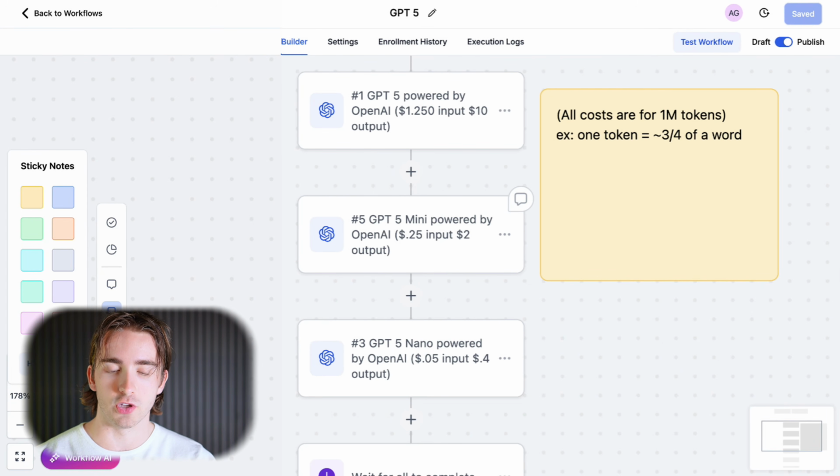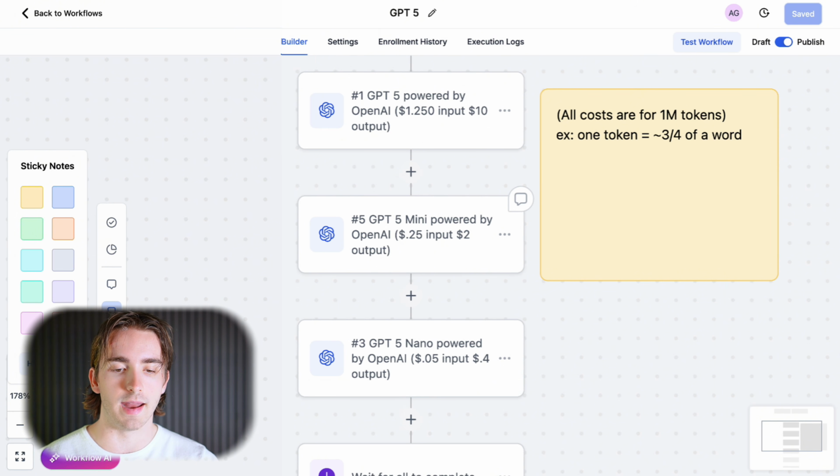So GPT-5 is $1.25 for 1 million input tokens and $10 for 1 million output tokens. Mini is 25 cents for 1 million input tokens and $2 for 1 million output tokens. So you can see there's a pretty big discrepancy there. And then the Nano is 5 cents for 1 million input tokens and 40 cents for 1 million output tokens.